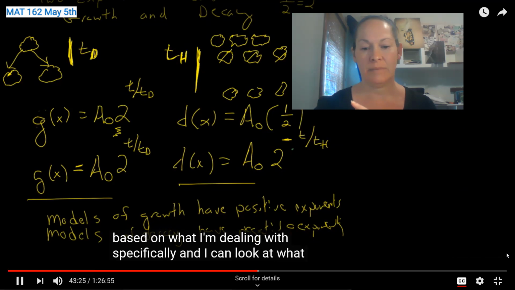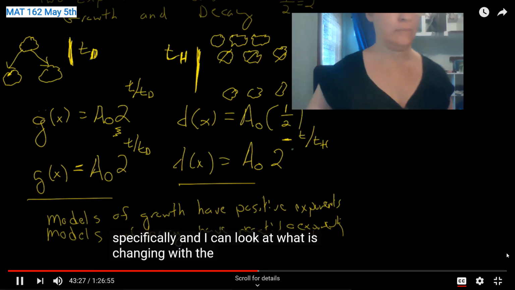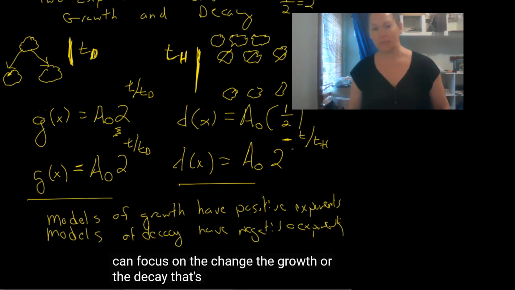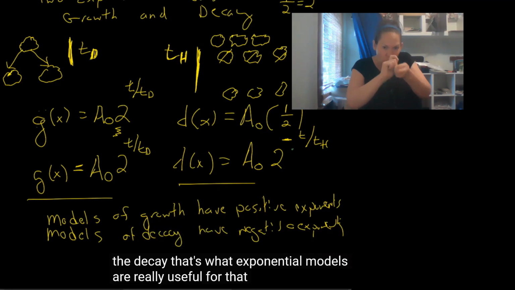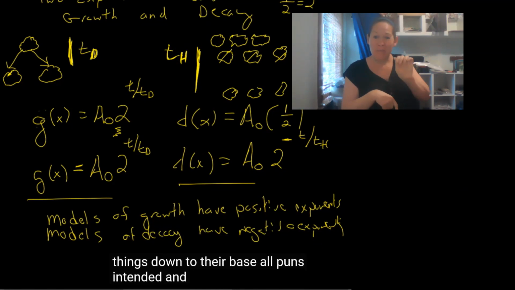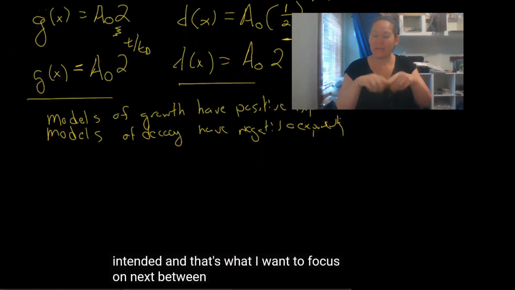I can look at what is changing with the thing I'm looking at. I can focus on the change, the growth, or the decay. That's why exponential models are really useful for that. They strip things down to their base. All puns intended. And that's what I'm going to focus on next between these two.